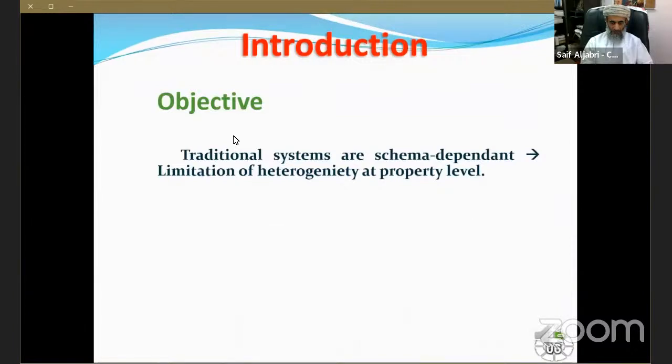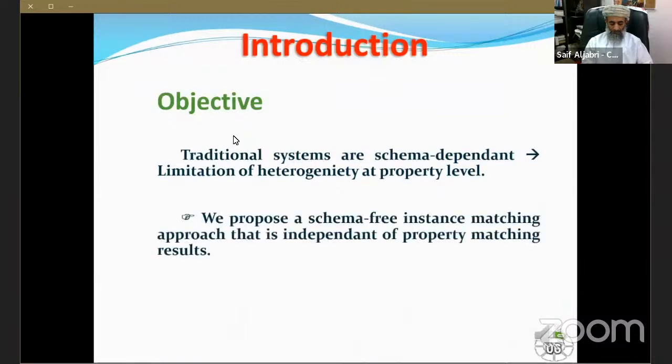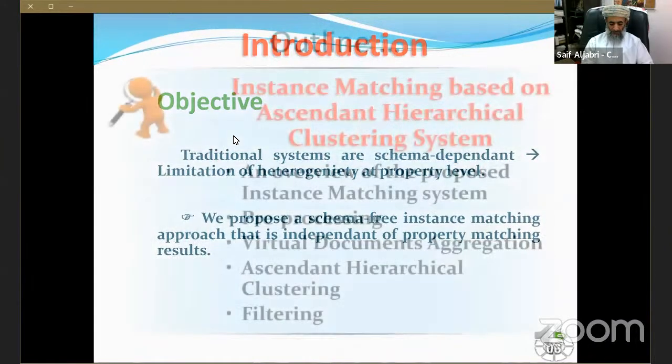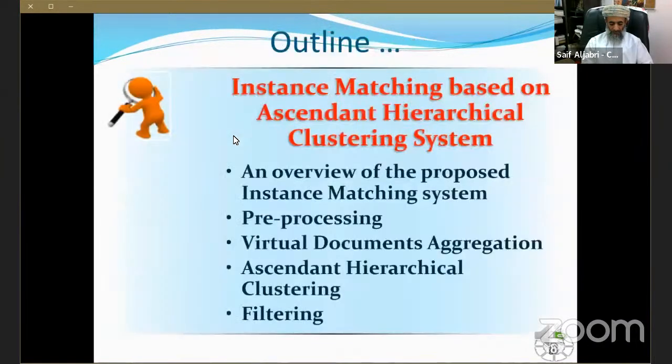Traditional systems for instance matching depend on the quality of property matching results, which are not always obvious for the real-world scenario. In this paper, we propose a schema-free instance matching approach that is independent of property matching results. We transform the instance matching problem to a clustering problem, and we solve it by ascending hierarchical clustering algorithm. In the following, we detail the different steps of the proposed approach.